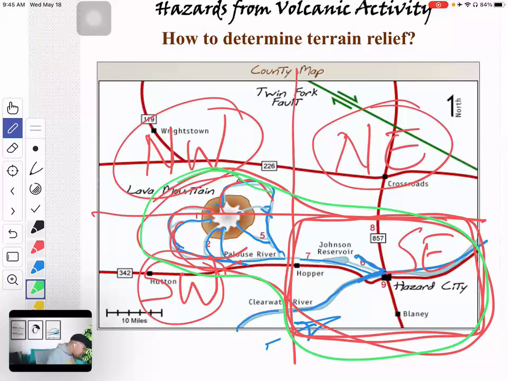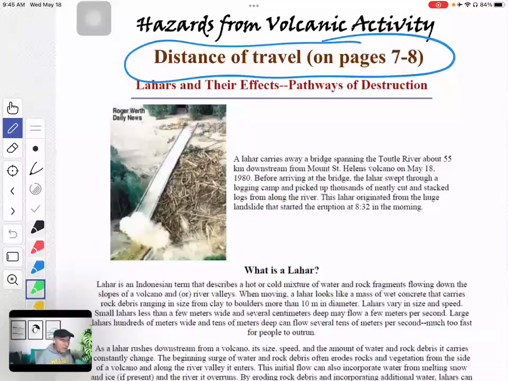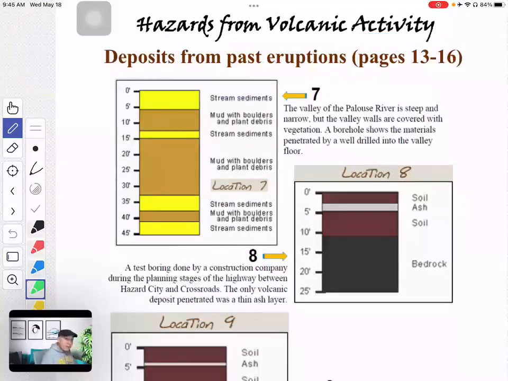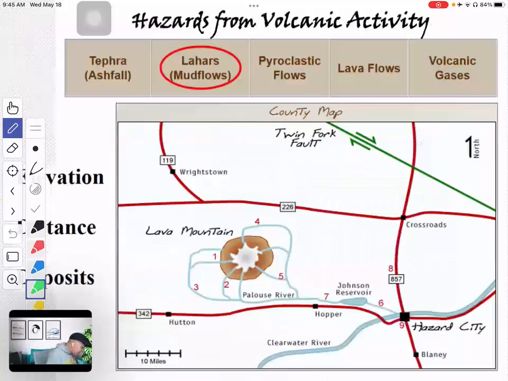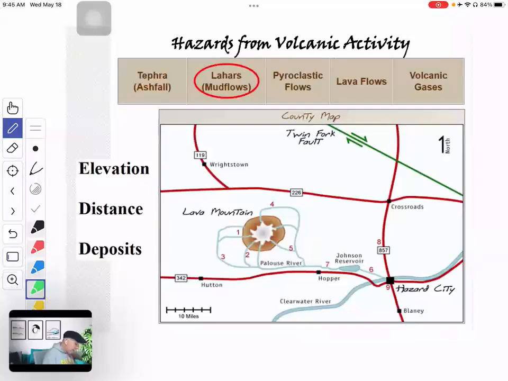For the distance of travel, again, you're going to look at pages 7 and 8 and find out how far the mud travels when there is an eruption, okay? And you already know the deposits from past eruptions. Those are in pages 13 to 16. So you're going to use those 3 pieces of information to assess the risk for each of those communities, the 5 communities, and the neighborhoods within Hazard City.